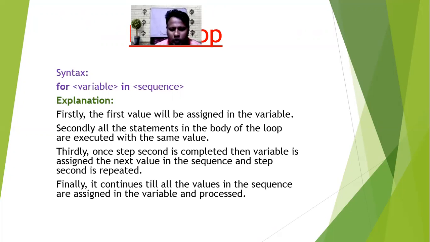So first you initialize a value. Then secondly, all the statements in the body of the loop are executed. Thirdly, once that step is completed, the variable is assigned the next value. Finally, the process continues till all the values in the sequence are assigned to the variable.